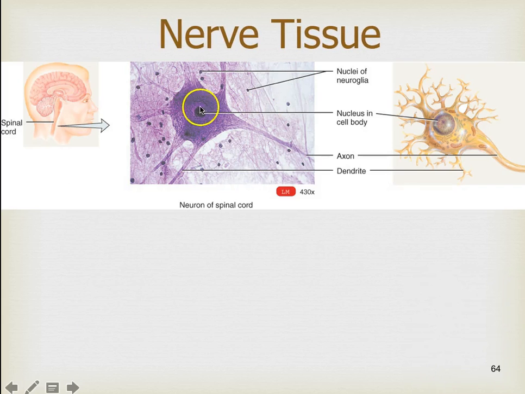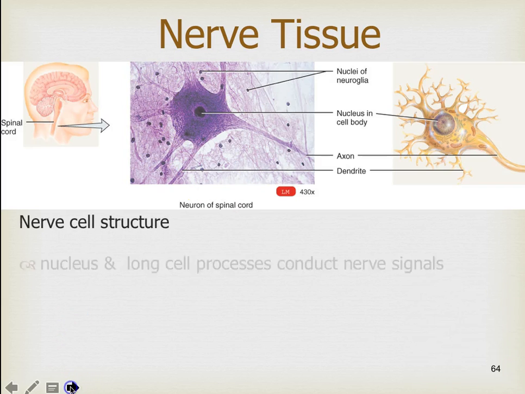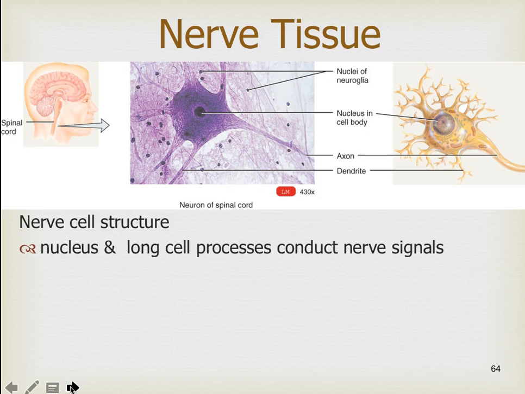So in nerve tissue, here's a big neuron, so it's very large, and then here you can see the nuclei of all these little neuroglia cells, all these support cells that are helping this single large neuron. So you have a central nucleus, you have a cell body, and then you have these long processes coming off. We call the ones that receive information dendrites.